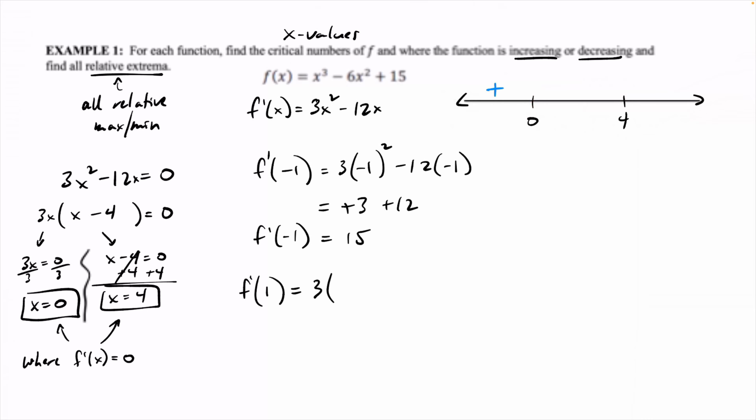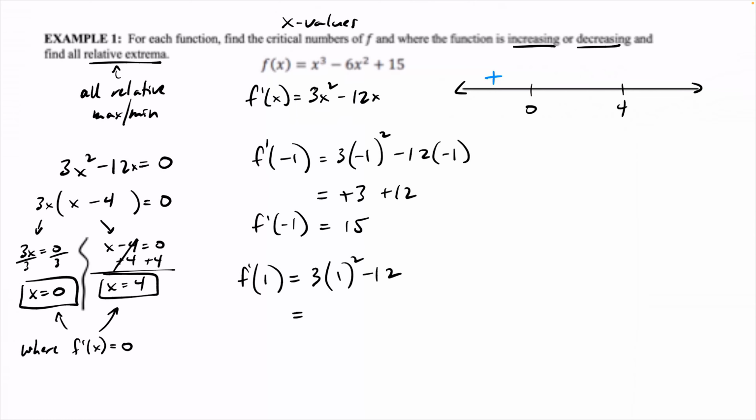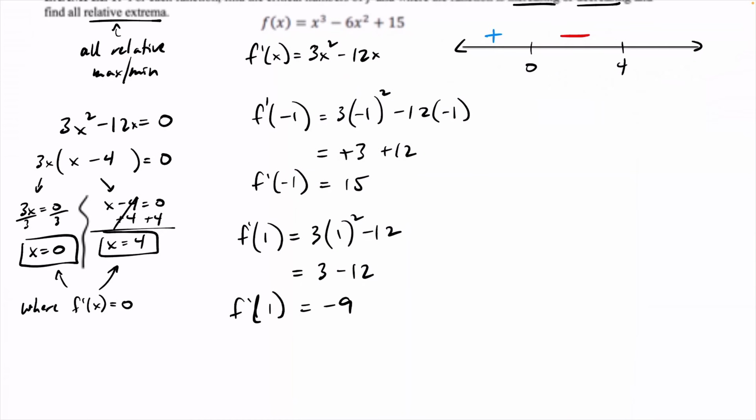So let's see. 1 squared minus 12. It's the first derivative test, so we want to make sure we plug it into the first derivative. Okay? So I get 3 minus 12, which is -9. So is our slope increasing or decreasing between 0 and 4? Decreasing, good. Negative between 0 and 4. Okay. Now, the only thing left to choose is bigger than 4. Pick a number that's bigger than 4.